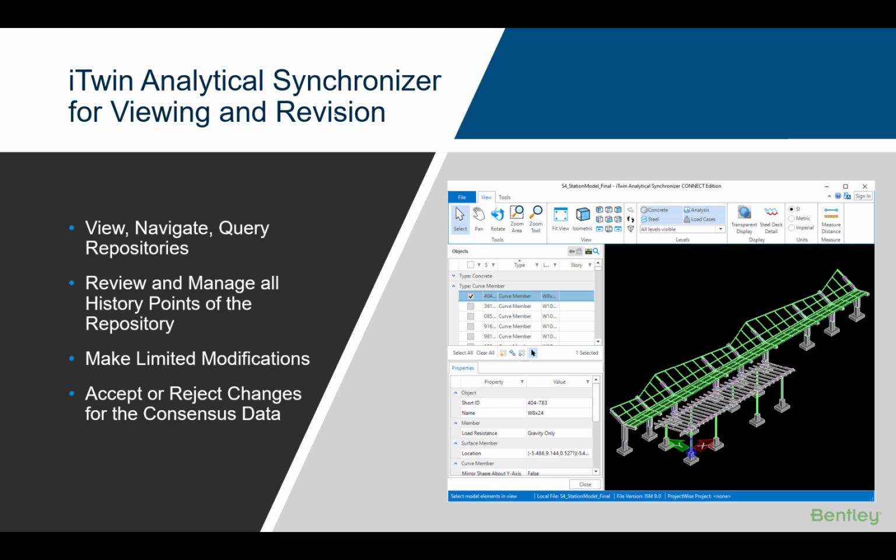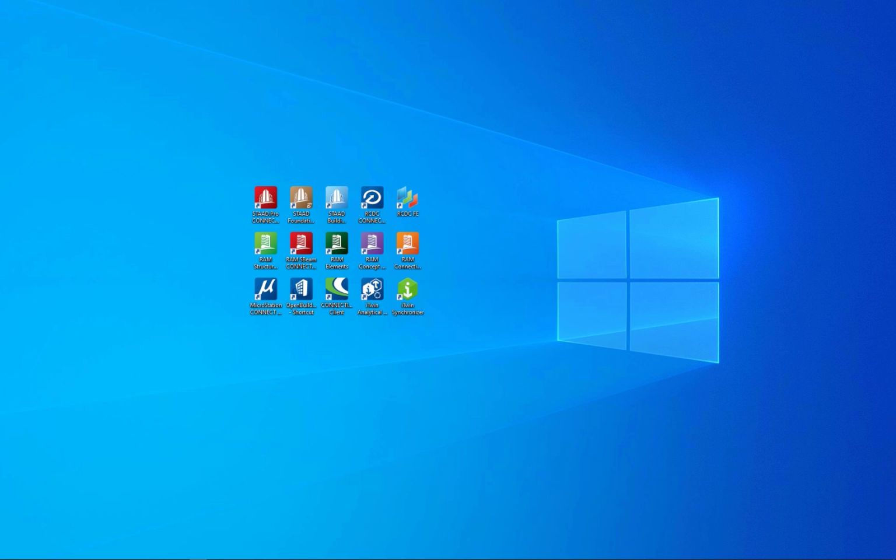You can also make some limited modifications to the ISM repository, including adjusting your node alignments and doing general model cleanup. And then lastly, the change management feature and the iTwin Analytical Synchronizer are launched when creating or updating either an ISM repository or a client application model. This will allow you to accept or reject changes for consensus data in the repository.